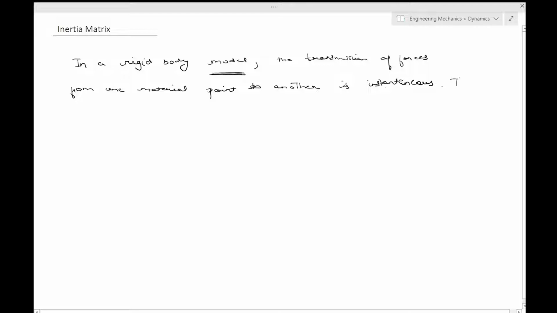Okay, this is not for a deformable body. For a deformable body, for the force to be transmitted from one material point to another, it will require some time. And it happens through many different phenomena which we cannot discuss at this particular time, since you are all in your first year only, but I think this definition itself should be sufficient for now.